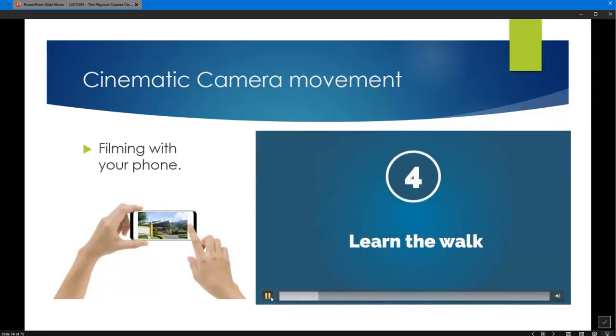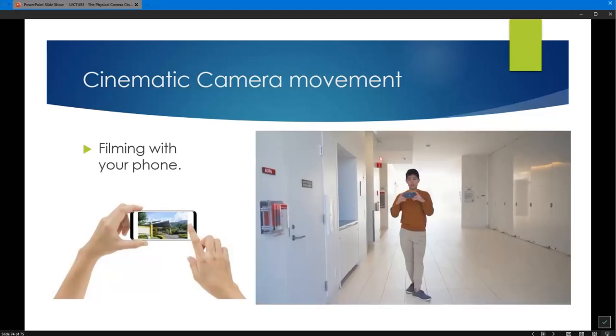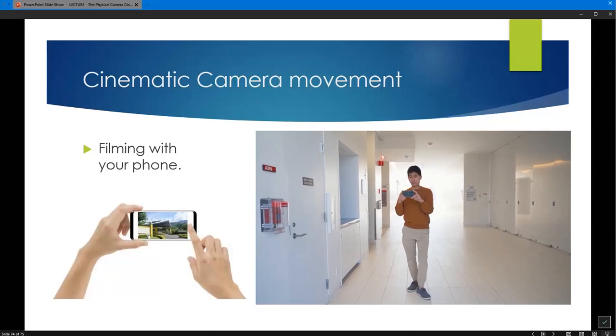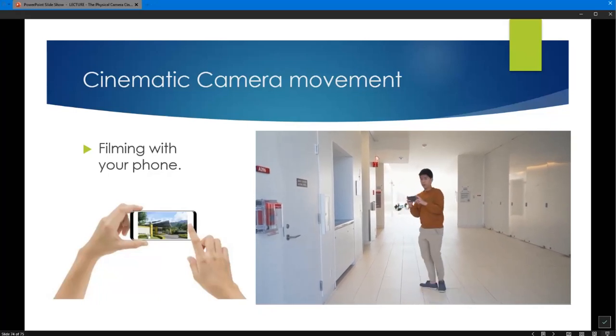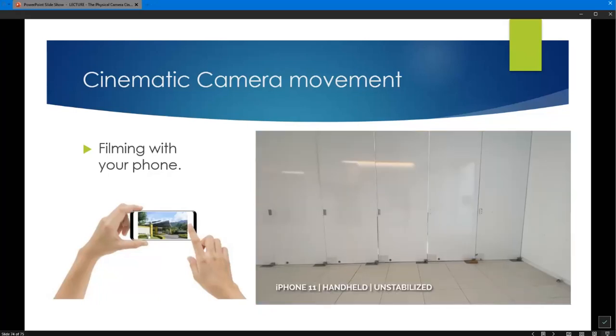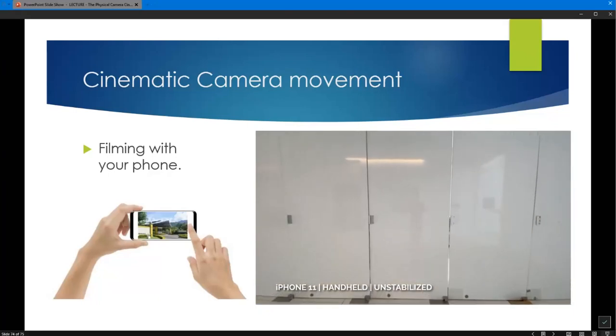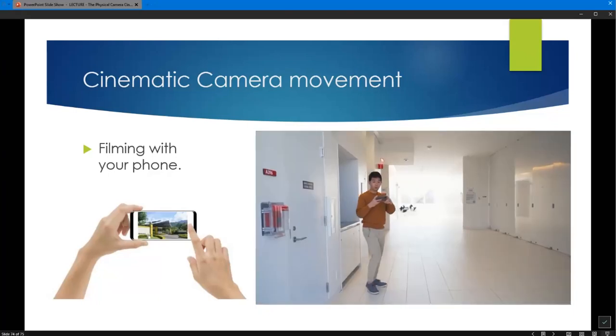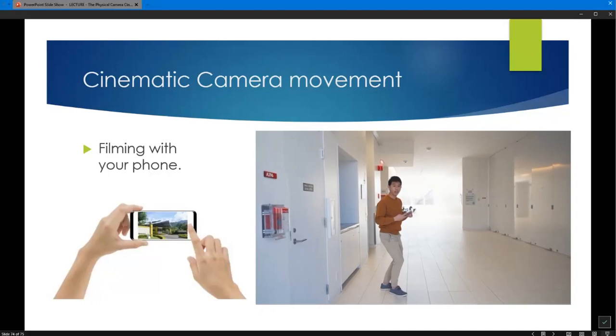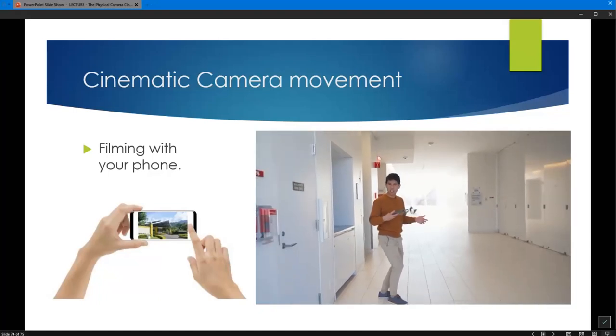So the next thing you want to do is know how to walk. Not only do you hold your phone properly, but you don't want to do this, because if you walk and film like this, you're going to introduce bounce into your footage. You want to bend your knees and walk like an ostrich or a chicken.